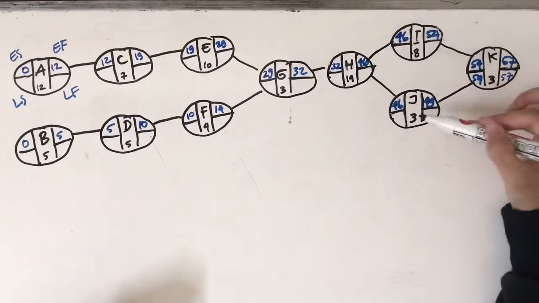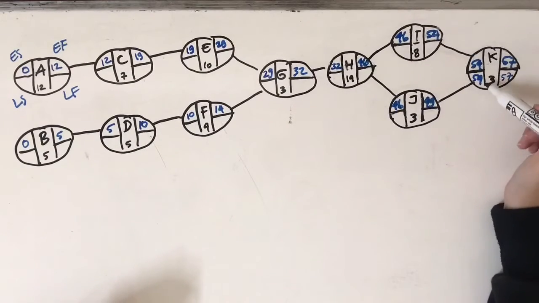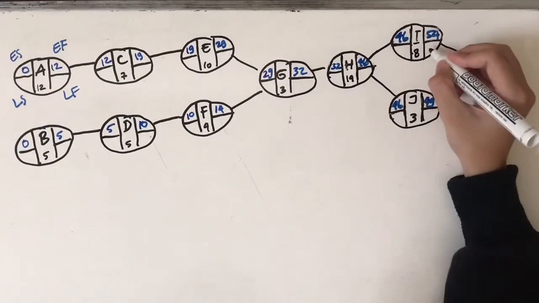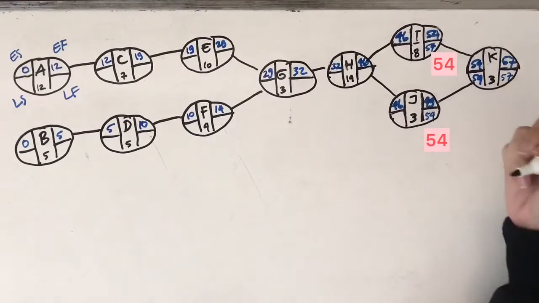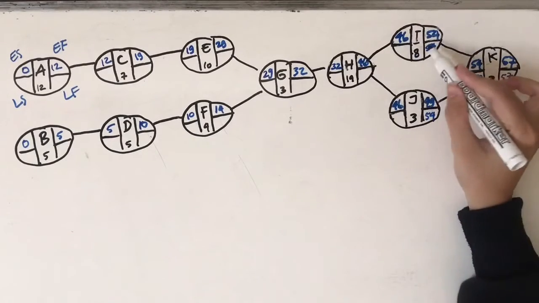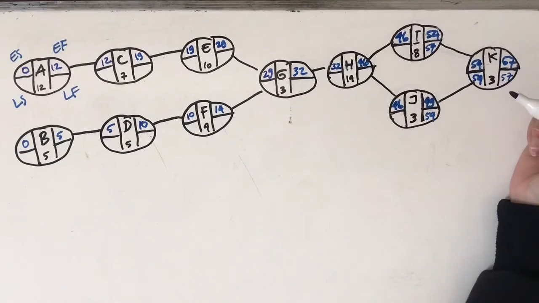Next, activity I and J have the same successor, which is activity K, so they have the same number for their latest finish, which is 54, the latest start of activity K. And for the latest start of activity I and J, just reduce each latest finish with each activity time.